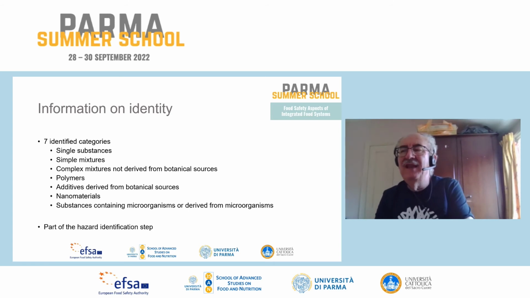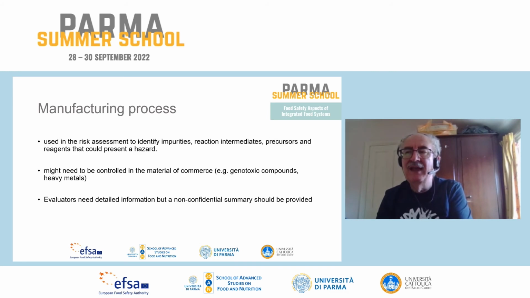It expanded the various areas for the identity, trying to provide more guidance on the more complex things like complex mixtures, botanical sources, all of which is part of the hazard identification step. Specifications and demonstrating that the material you produce and have tested is the same as put on the market. You've heard much of this in Christina's talk on enzymes assessments. The manufacturing process, again, does it introduce or produce any other compounds which may need to be controlled by risk managers in the material on the market?